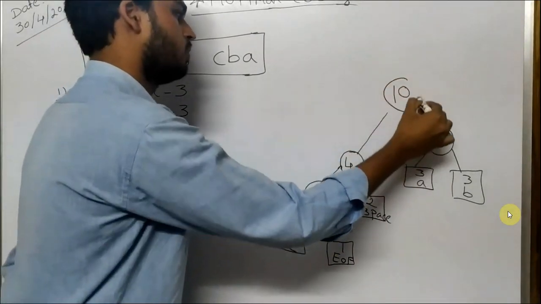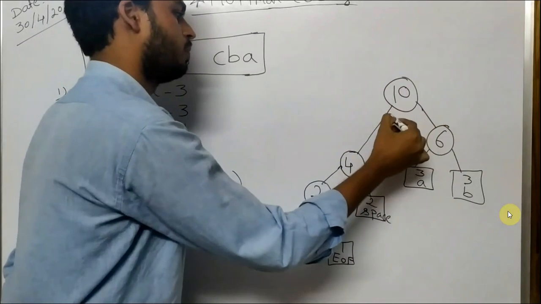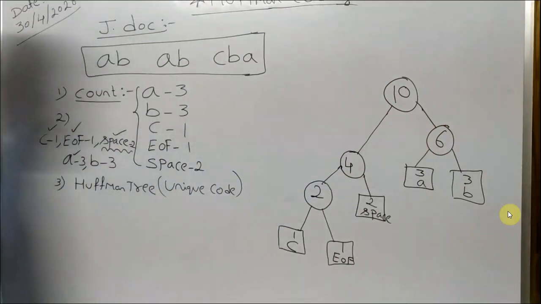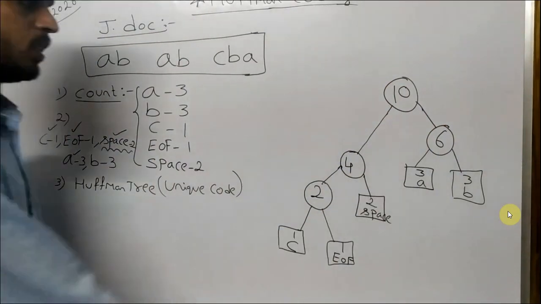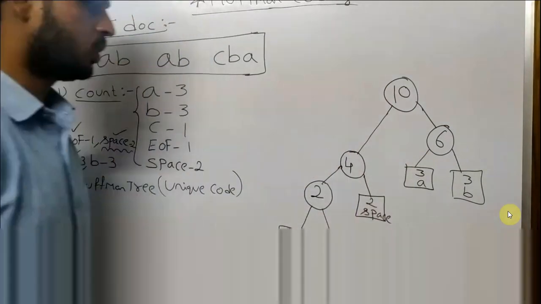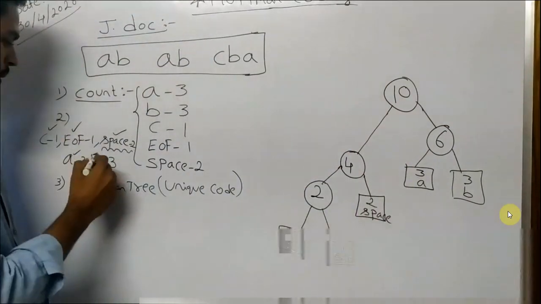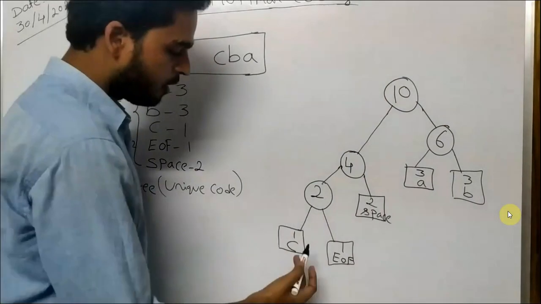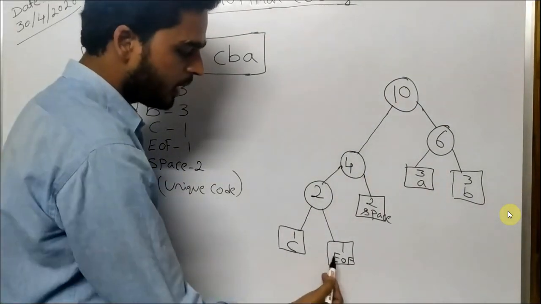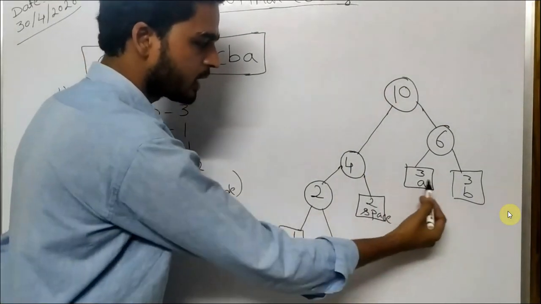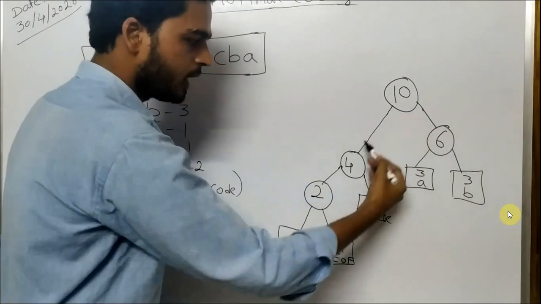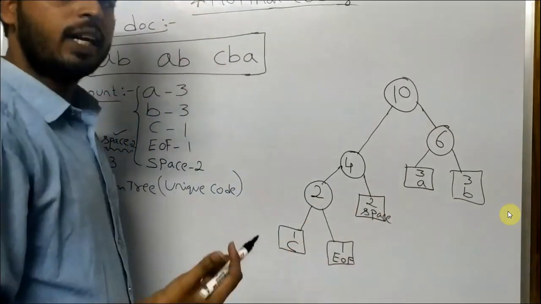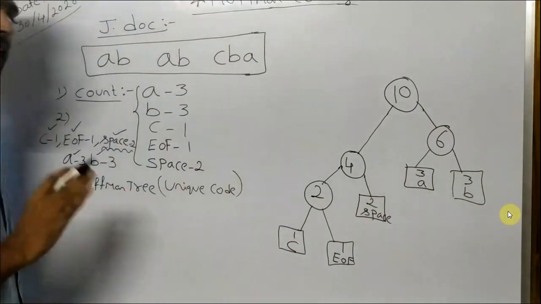We'll get the value 10. The value 10. Okay, don't get confused. I will take one more tree also. Don't worry. So I have completed all the characters. This is the Huffman tree. In this Huffman tree, all the external leaf nodes contain characters. All the internal nodes contain weights of all those characters.